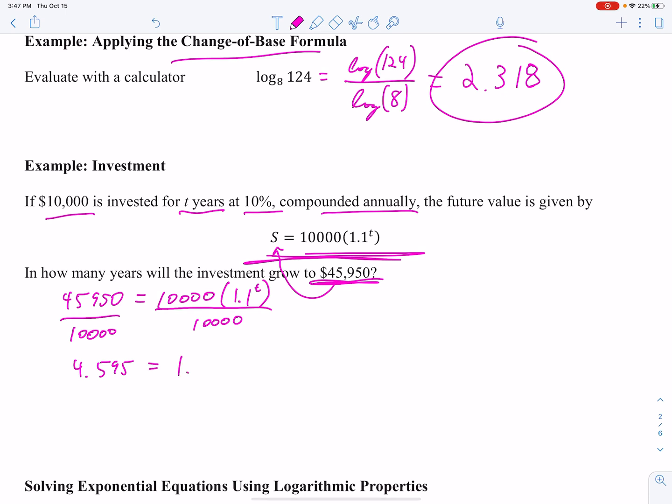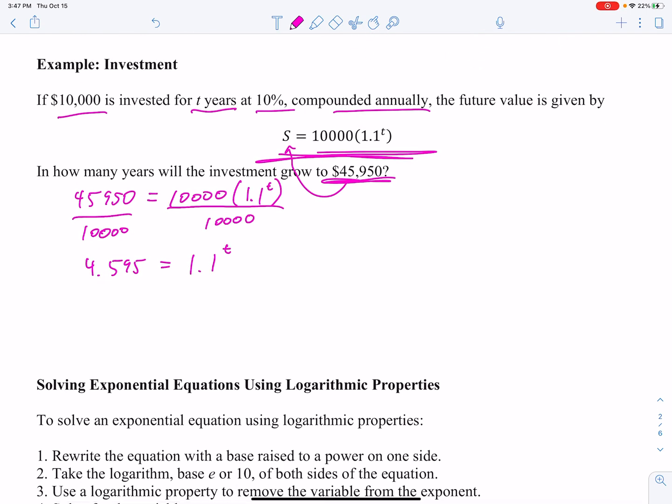All right, and we'll get 4.595 equals 1.1 to the T. Again, we're going to convert to logarithmic form, just like we did before. So we'll do log base 1.1 of 4.595 equals T. If you have a calculator that can handle it, you can plug that in exactly like that. If not, we can use the change of base formula.